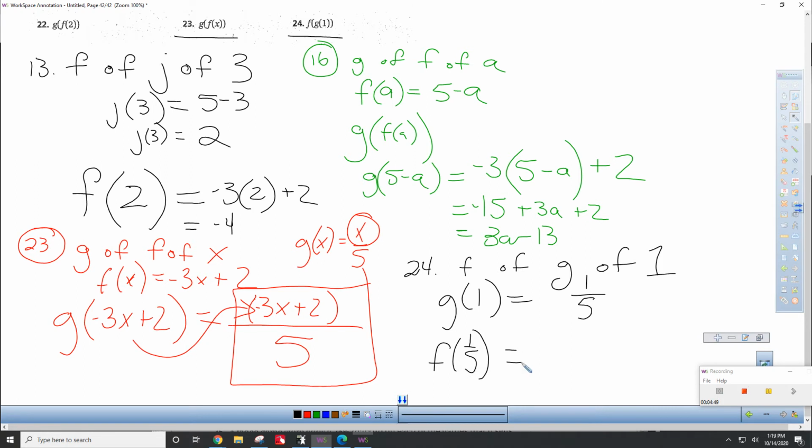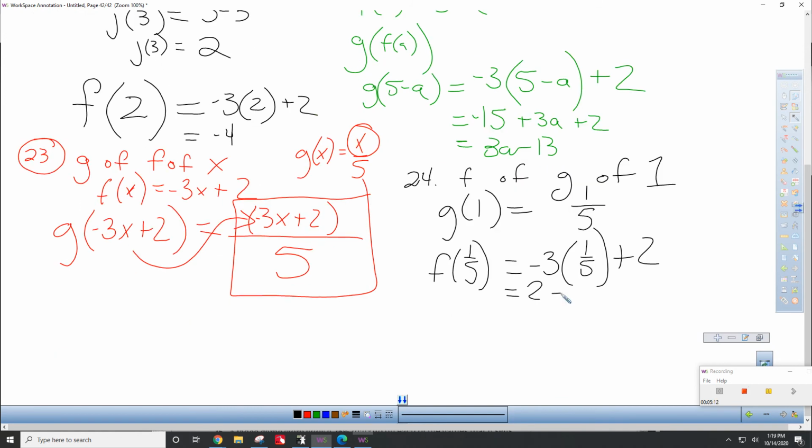F of x is negative 3x plus 2. So it's negative 3 times 1/5 plus 2, which is, let's see, negative 3/5 plus 2, so it's 2 minus 3/5. So I usually would write that as 1 2/5, or 7/5, or 1.4, all the same thing.